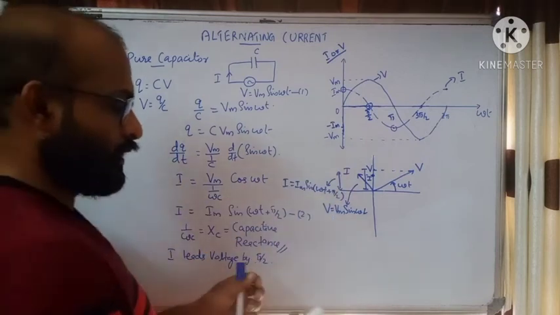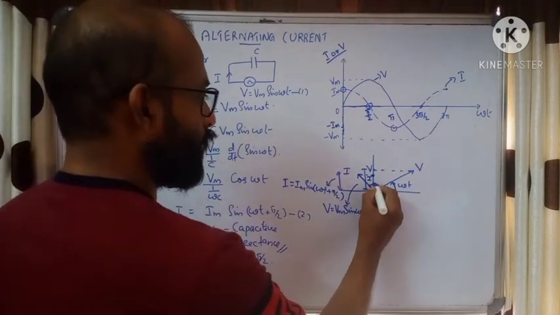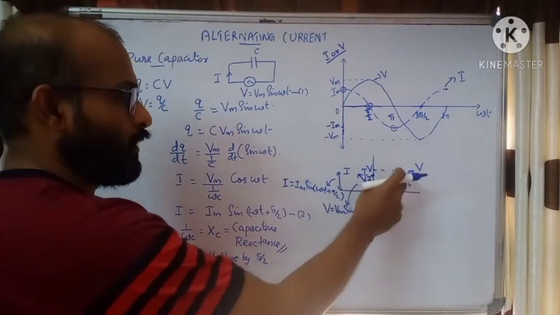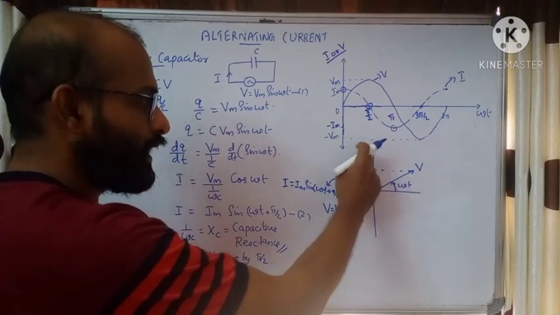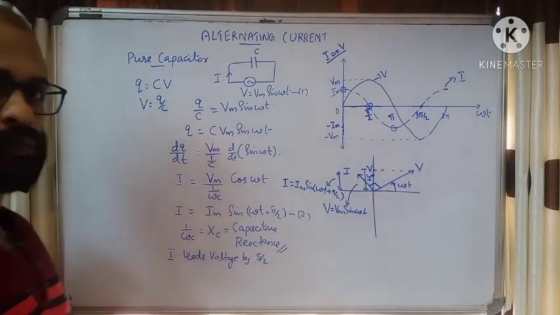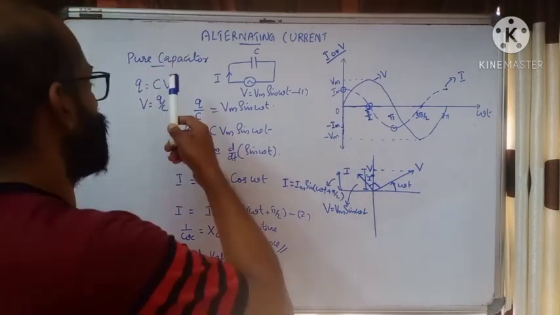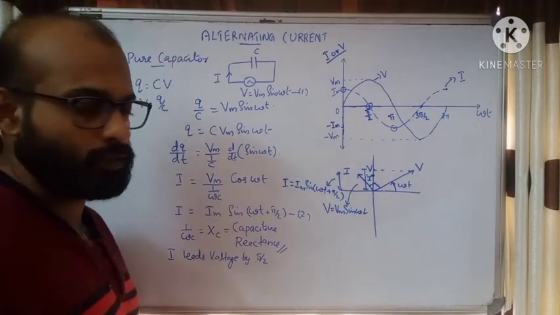Here we can see the current is leading voltage by pi by 2. With anti-clockwise rotation, current is in front and voltage is behind. So current is leading voltage by pi by 2. Okay, so that's about our alternating current applied to a pure capacitor. Current is leading voltage by pi by 2.